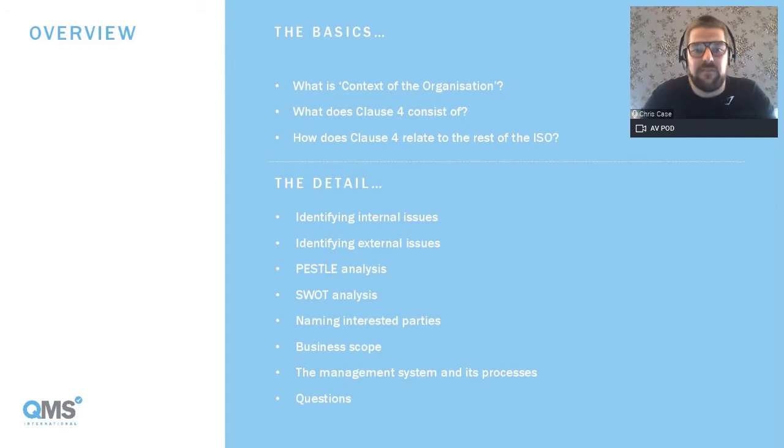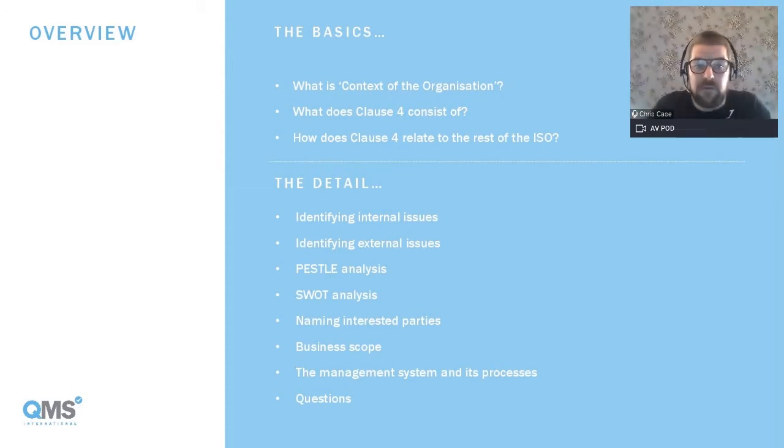Okay, so we're going to go into the basics. We're going to look at what the context of the organization is. The context of the organization is specifically clause 4 of most ISO management systems, especially the newer systems. So we're going to go into what else is within clause 4 and how it feeds into the rest of the management system, looking a little bit into clause 5 and a little bit into clause 6, because the information flows from the context of the organization into leadership and into risk and opportunity.